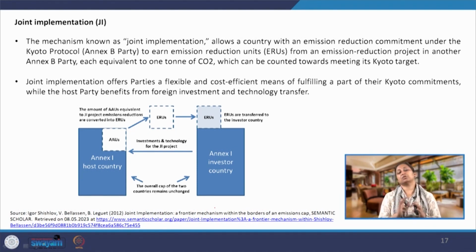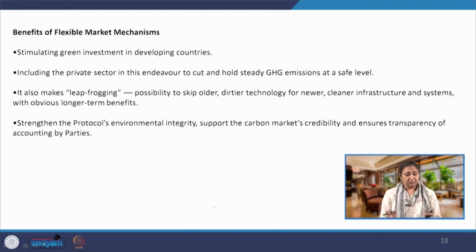Again, when we are trading these carbon credits, one credit is equivalent to 1 ton of carbon dioxide emitted or emission saved. So, that is what we are talking about. Now, there are several benefits of this flexible mechanism, and there have been a lot of success stories. While I say that it has not been fully successful, there have been several success stories.